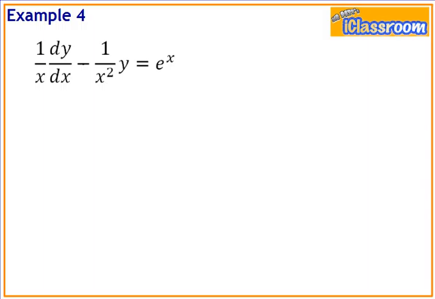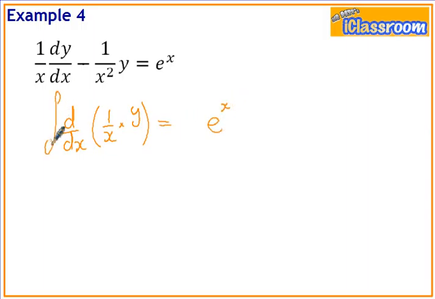Example number 4. Maybe you would like to pause and have a go, or maybe you'd just like to watch me do it again. Again, if I look, I've got a linear differential equation, and I can see that if I differentiate 1 over x, I do end up with minus 1 over x squared. Very important, minus 1 over x squared. So we can express the left-hand side as d by dx of 1 over x times y, which is equal to e to the power of x.